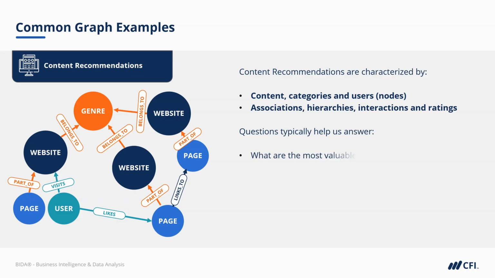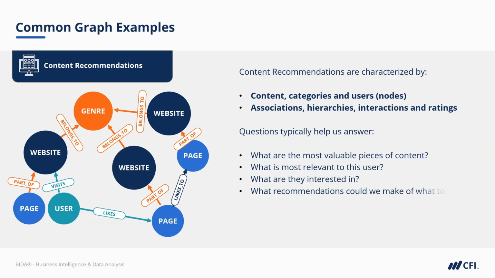With this, we could answer things like, what are the most valuable pieces of content in the network? What is the most relevant to this user? What are they interested in? Or what recommendations could we make of what they should watch next? Google PageRank is a good example of this, as it constantly assesses all the content on the web, analyzing the connections between pages, ranking importance, and building in a user's previous behavior to decide what to display in the results.